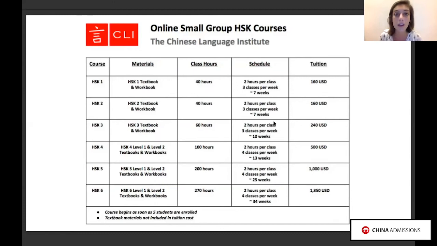If you're interested, CLI offers small group HSK courses, so online classes with four other students, so five students total. Depending on your HSK level, we have various schedules and program costs that are all outlined here. These classes start on a rolling deadline, so as soon as we have five students enrolled, our class will begin. And the class will come with the tuition listed here, as well as the scheduled class hours listed here, as well as access to one of our teachers in a WeChat group.